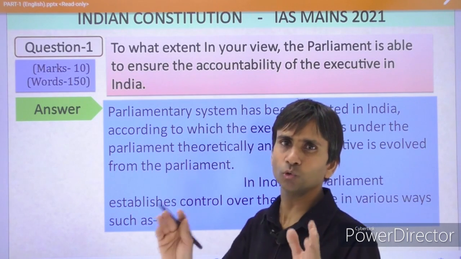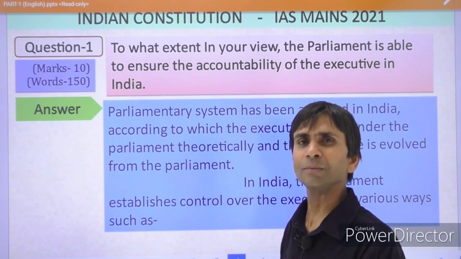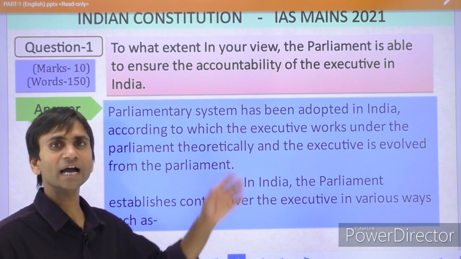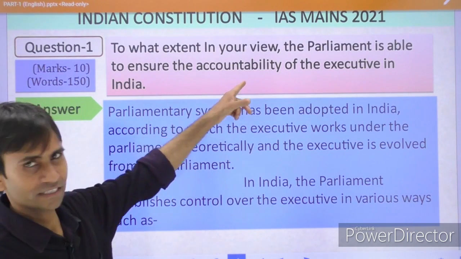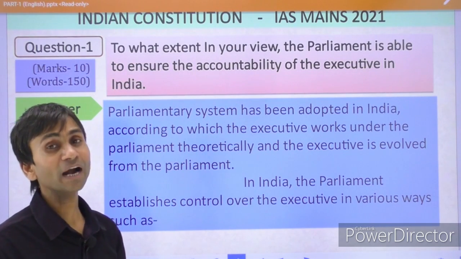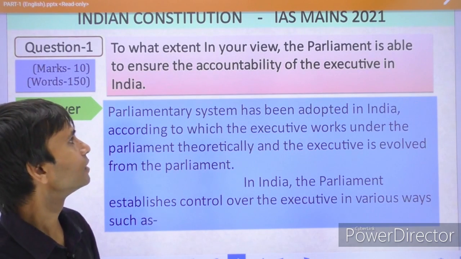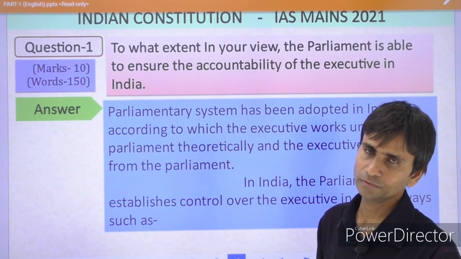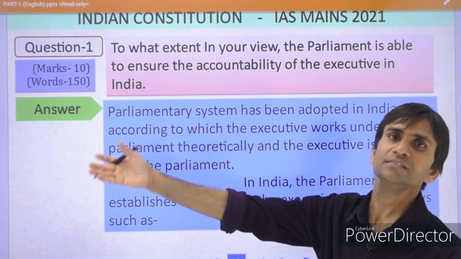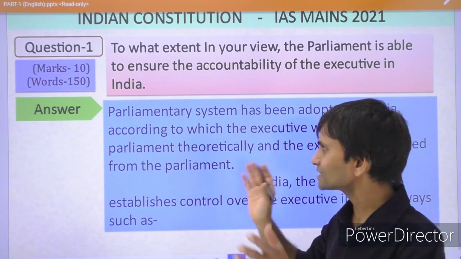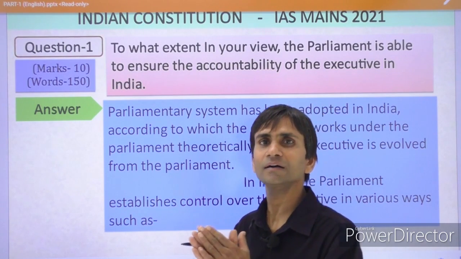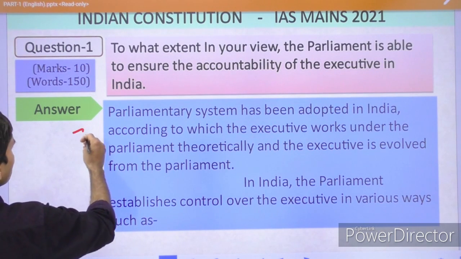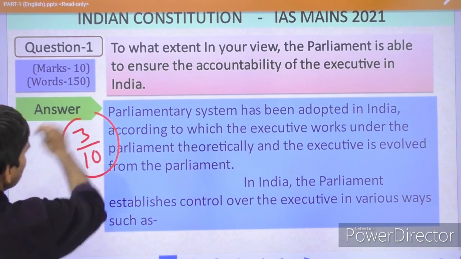Definitely he has tried writing between the lines, or simply he has described how the parliament controls the executive. But here the question is, to what extent is parliament able to ensure the accountability of the executive. The question is not demanding how the parliament controls the executive, but the essence of the question is something else. So I can say the answer has drifted from the direction, and definitely the answer has only 3 marks out of 10, and this is poor marks.